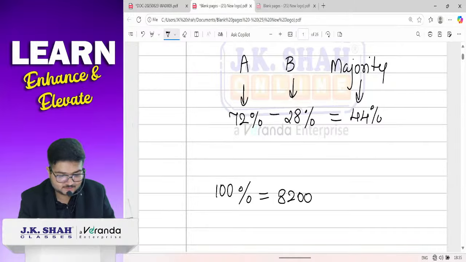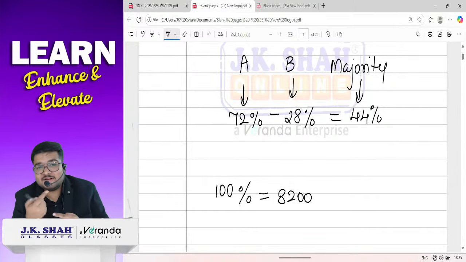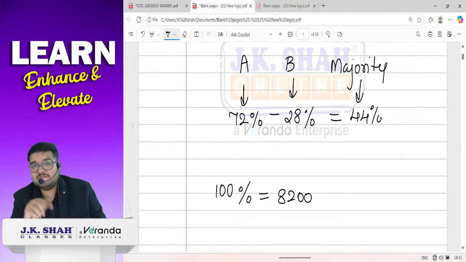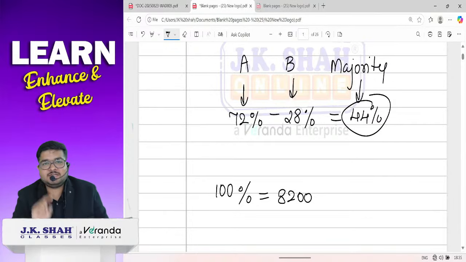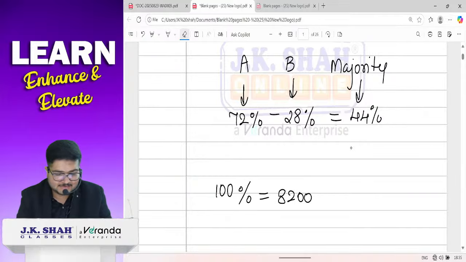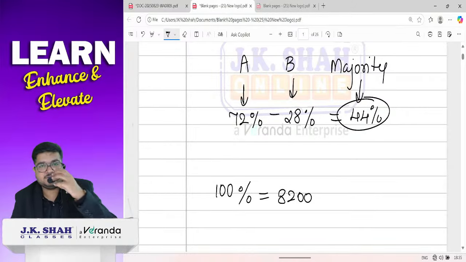That means they are not asking you how much the winner got. They are asking you by how many votes the winner won, and that is the majority. I told you before, majority is by how many votes the winner won the election. It is the difference between winning and losing, right? So we have to find the majority's number of votes, right?